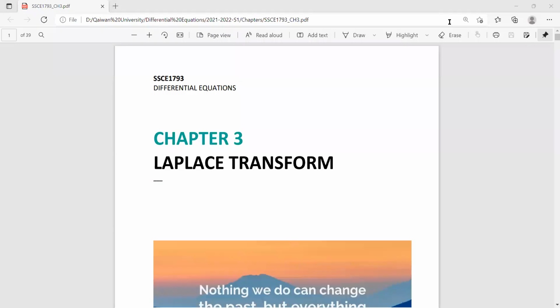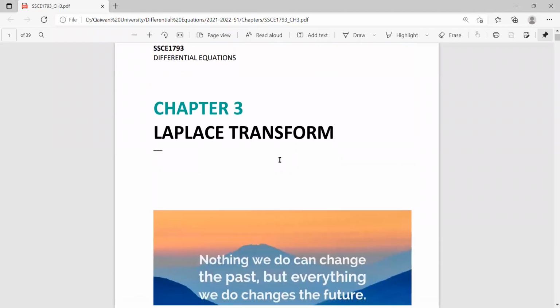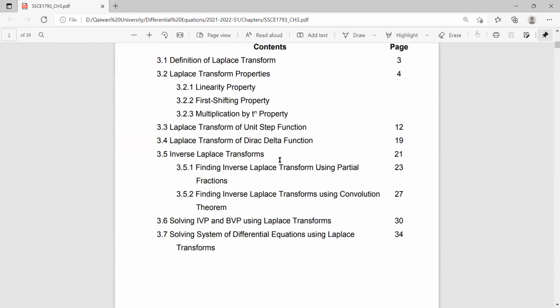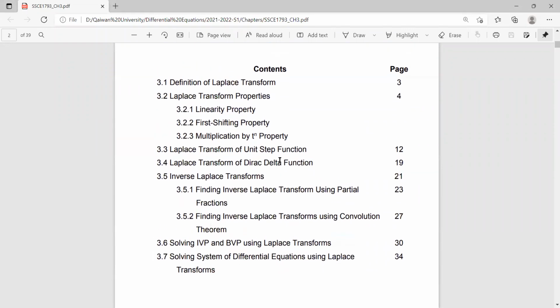In the previous lecture, we finished chapter 2, and we now have chapter 3, which is about Laplace transforms. In this chapter, as I said, we have Laplace transform. We have 7 sections. In the first section, we have only the definition of Laplace transform.